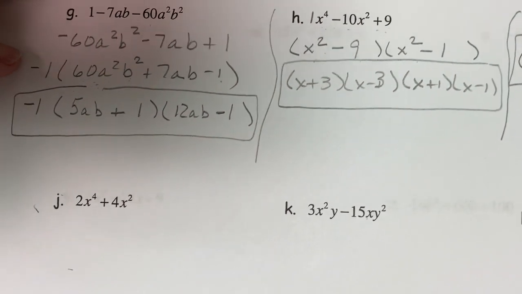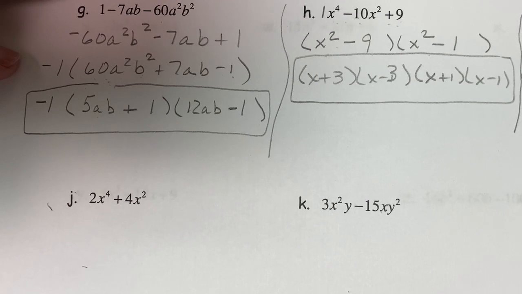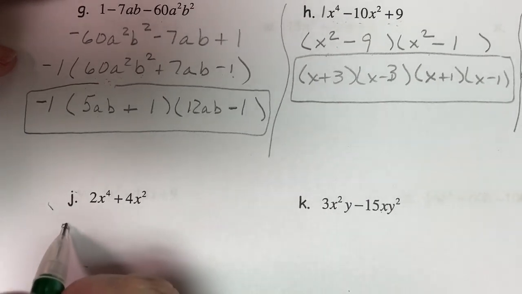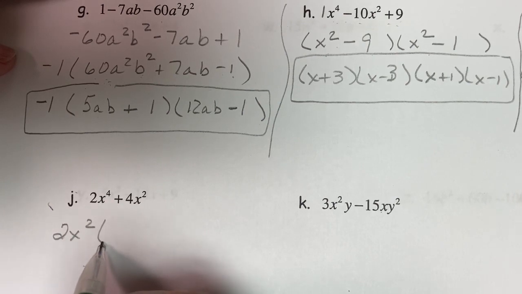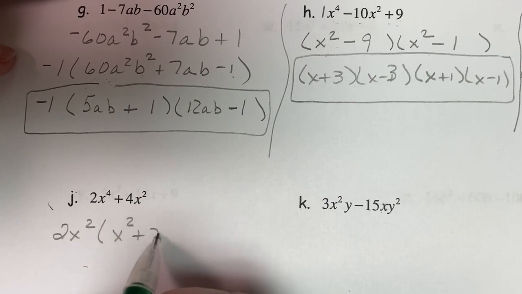Moving on to J. Is there a GCF? Absolutely. We can take out a 2x squared. Don't forget, you should always do that first. Dividing it back in, that gives me x squared plus 2.